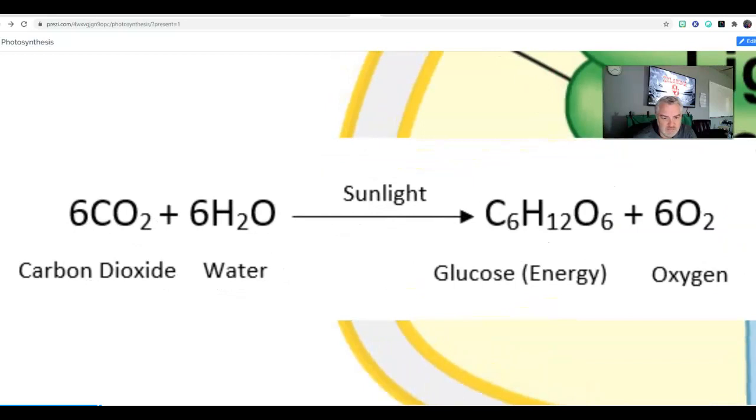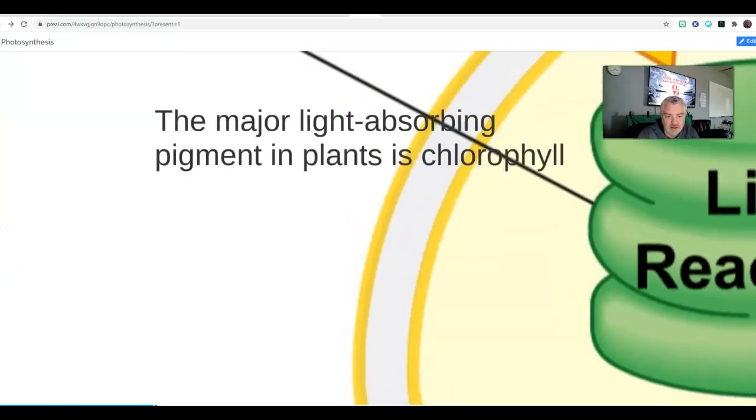Here's the balanced chemical equation for photosynthesis. Remember, it's just the opposite of cellular respiration. So we have 6 carbon dioxide molecules that are going to combine with 6 water molecules in the presence of sunlight to form glucose, which is stored energy, and oxygen. And remember that stored energy in glucose is going to be released through the process of cellular respiration, and that's how those two processes go hand in hand.